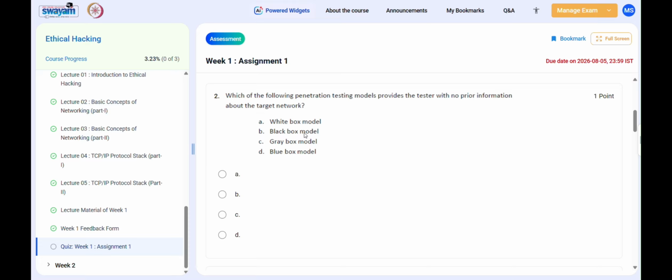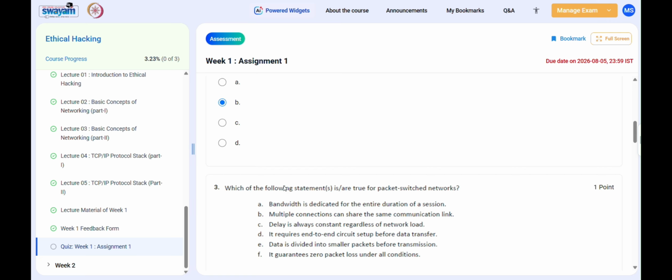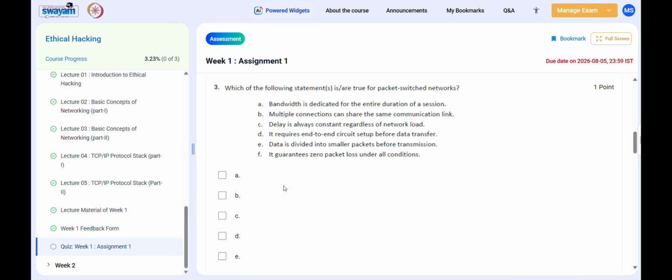Then the second question: which of the following penetration testing models provides the tester with no prior information about the target network? The solution is the black box model, B.